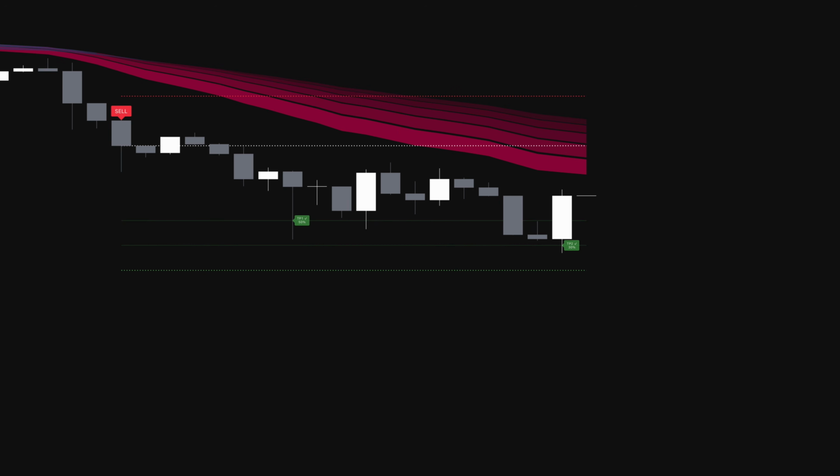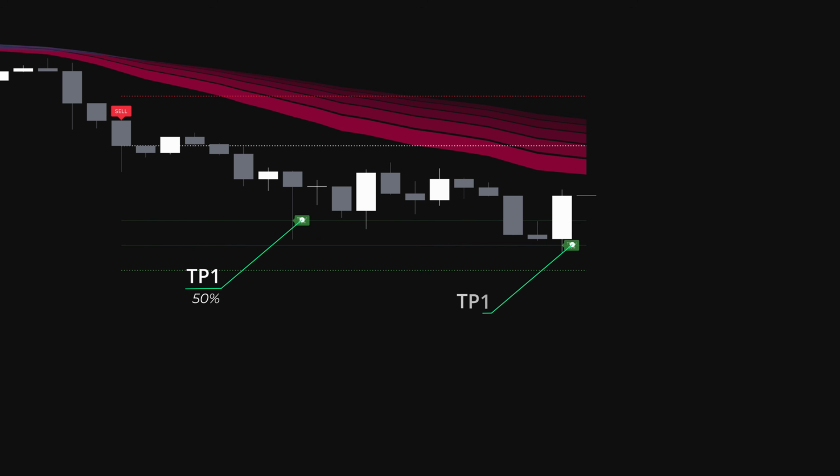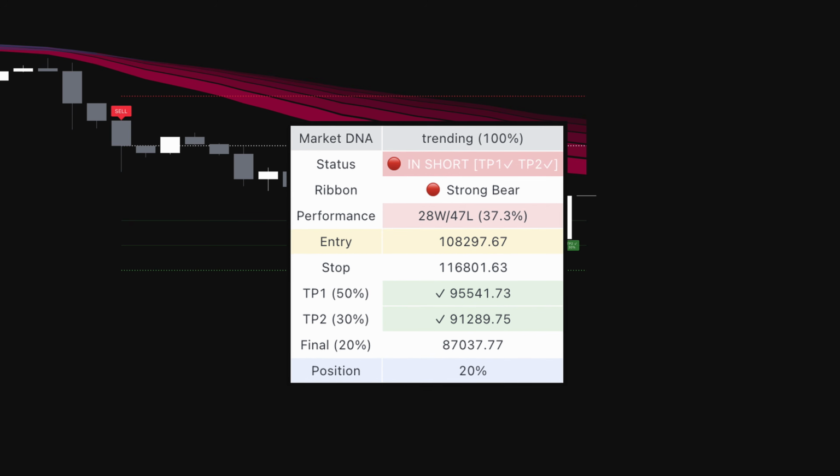The chart shows all three levels with dotted lines: TP1, TP2, and final. When each target gets hit, you see a label confirming which portion closed. The stats table tracks remaining position size so you always know where you stand.